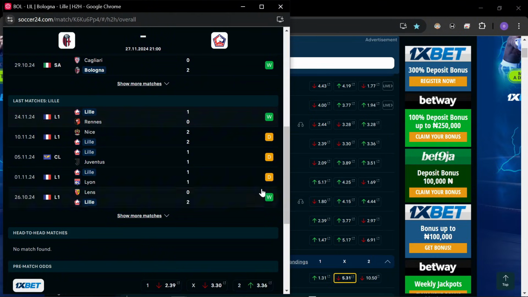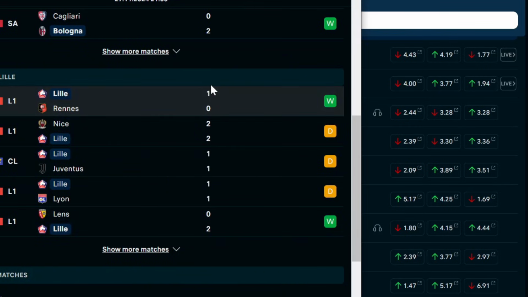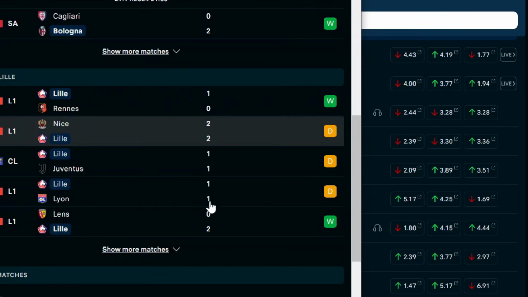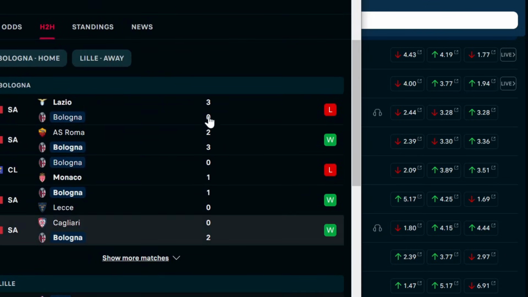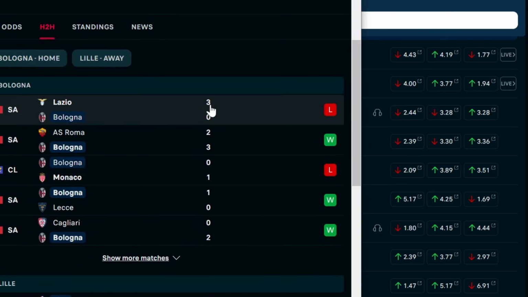Now, this is telling you that this game is likely to be a tight game. The next thing you want to check out for is the goal average that they've scored in the last previous 5 matches, which will be displayed on Soccer24. You want to make sure that this goal average is not more than 3 in most of the matches they've played. So the first match here is 3-0.